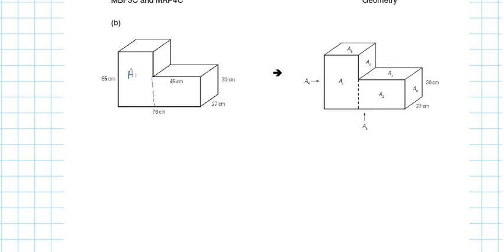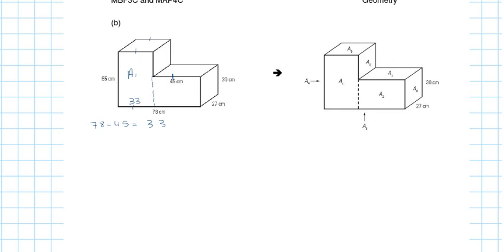So if this is 45, if I want to find this one, how do I find that one? 78 minus 45. Okay? So if I do 78 minus 45, what do I get? 33. Right? So this side here is 33, same as this side. So this side, that side, they're 33. Okay? Now, what is the length of this side right here?